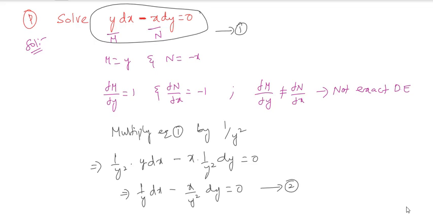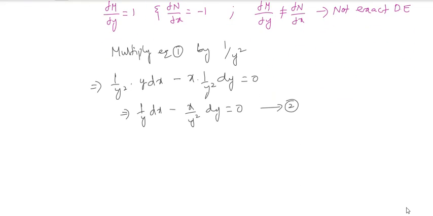Similar approach. Try to do that. Take this as M dx plus N dy. This is M, this is N. So what is your M here? M is 1 by y and N is minus x by y square.